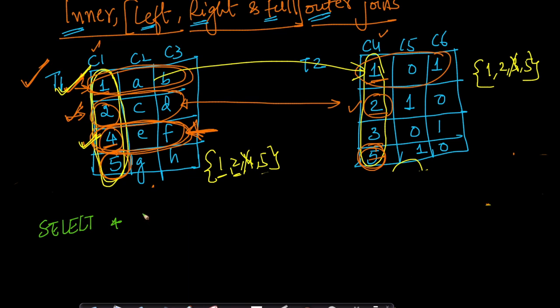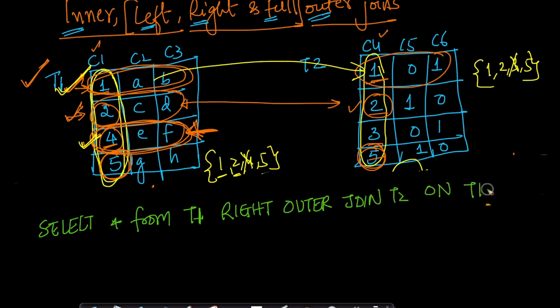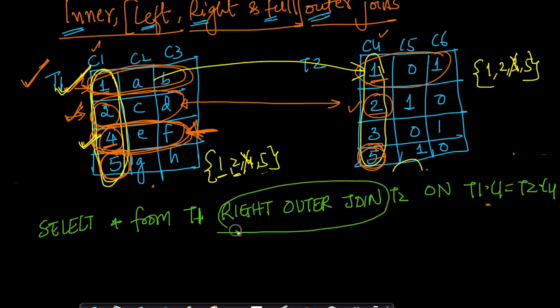Select star from T1 right outer join T2 on T1.C1 equals T2.C4. Now when we say right outer join, we could have also said right join. This is the same as saying right join.